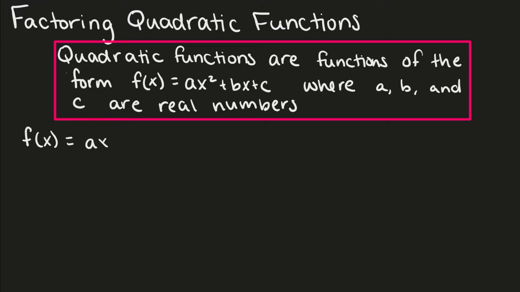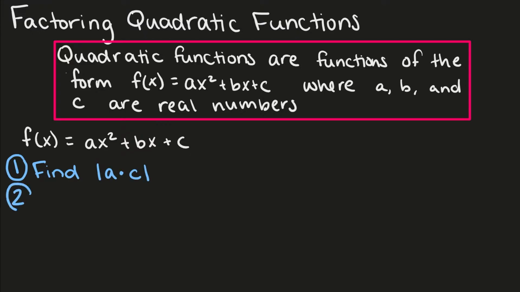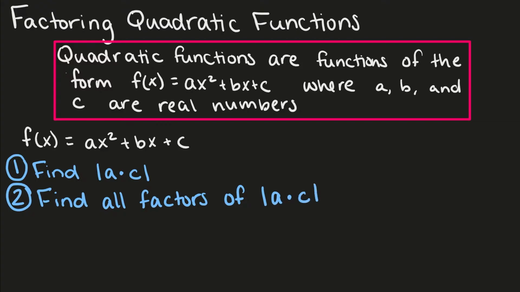Here's how we factor these functions. First, we'll find the absolute value of a times c. Then, we'll find all the factors of what a times c is. For example, if a times c were 6, all the factors of 6 are 1 and 6, and then 2 and 3. Then, we'll select the factors of a times c that will combine to give us b.